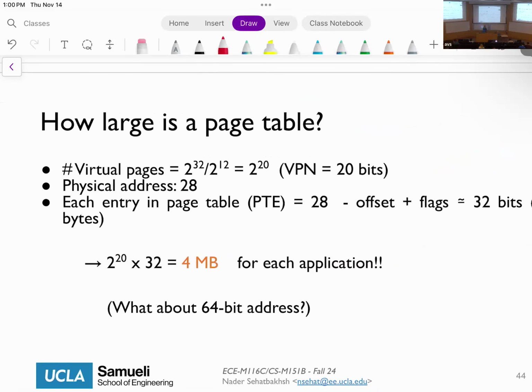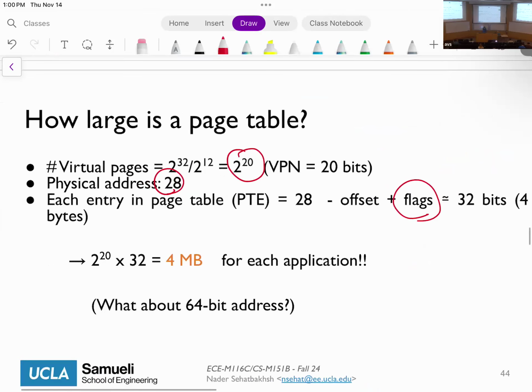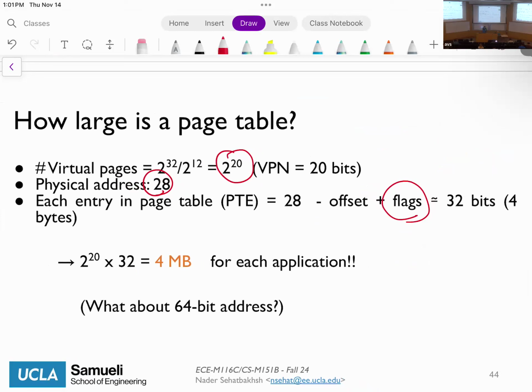Okay? So let's also talk about how large a page table is, which we already discussed. Let's say we have, again, 20 bits for the VPN and 28 bits for the physical address. Let's say I have roughly 4 bits for the flags and other things. I'm just making assumptions here. Actually, you have to reduce the offset as well. But let's say, for the sake of argument, each page table entry is 32 bits, or 4 bytes.